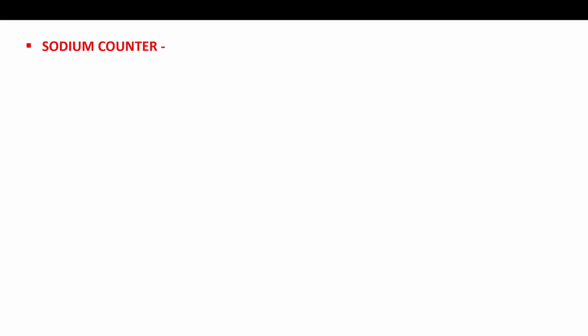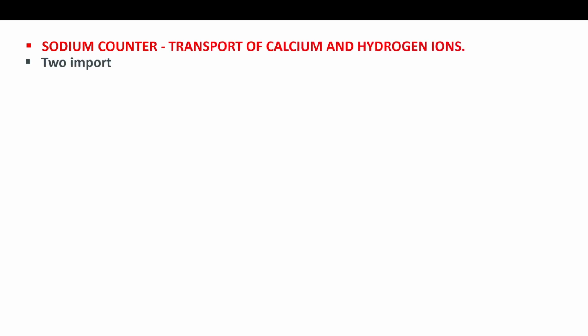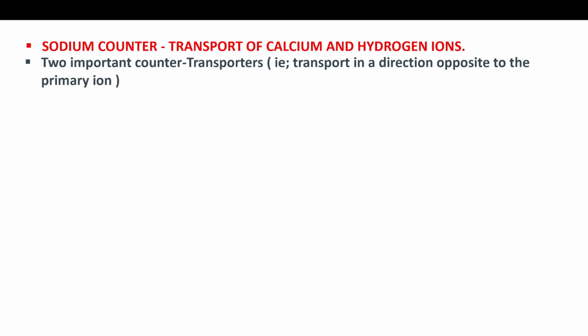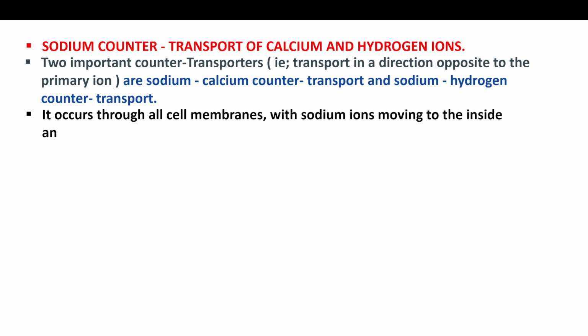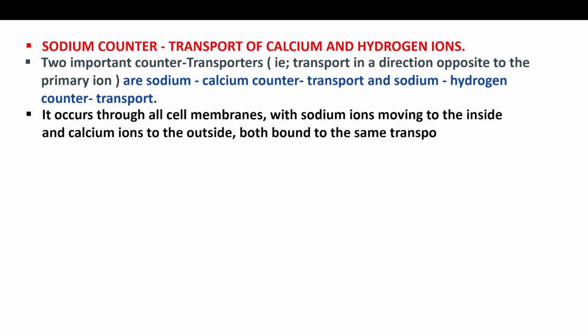Sodium counter-transport of calcium and hydrogen ions. Two important countertransporters, that is, transport in a direction opposite to the primary ion, are sodium-calcium counter-transport and sodium-hydrogen counter-transport. It occurs through all cell membranes, with sodium ions moving to the inside and calcium ions to the outside, both bound to the same transport protein in a counter-transport mode.